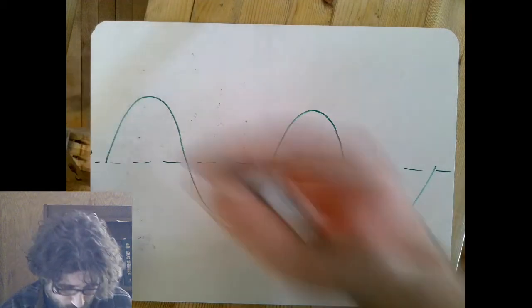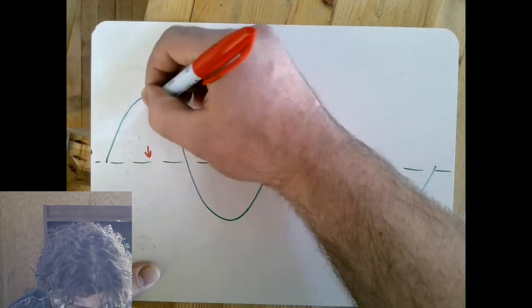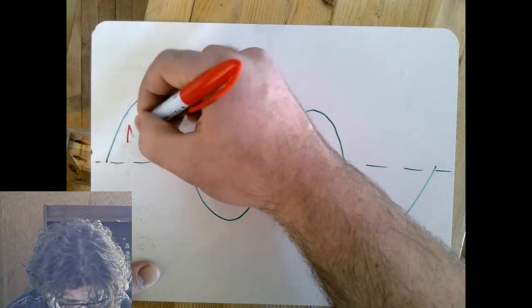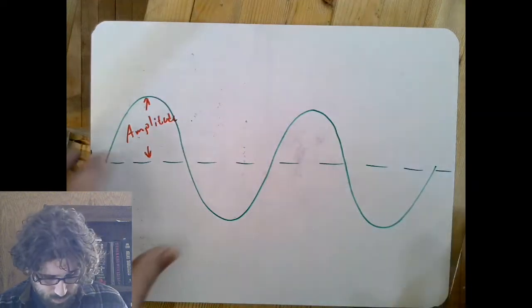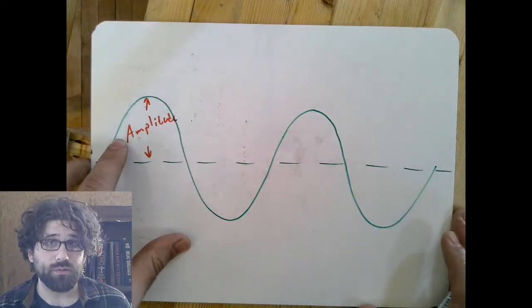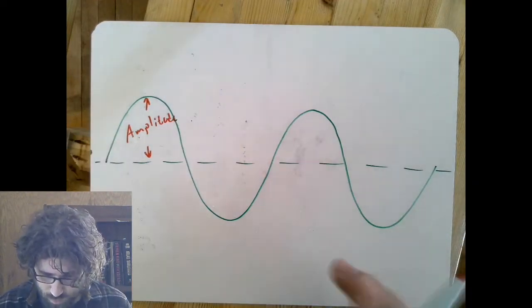So that up and down motion, this distance here, is called the amplitude. So that's one of the terms that we're going to need to know. It's very important to know this term.